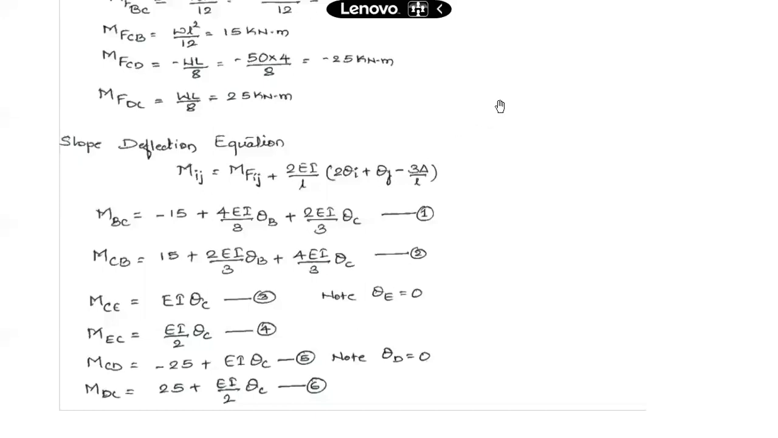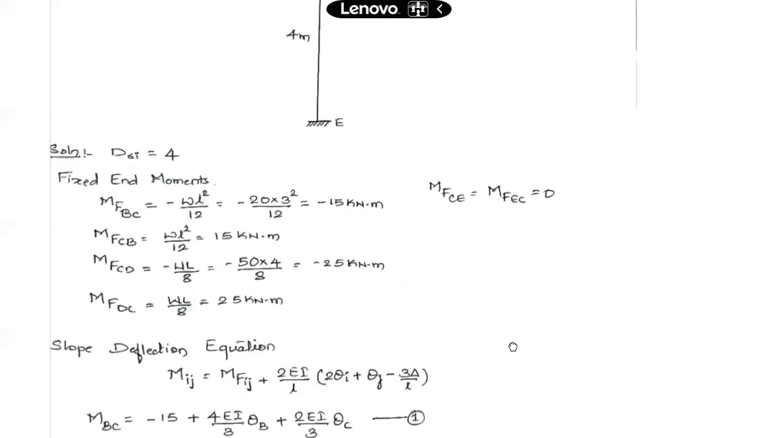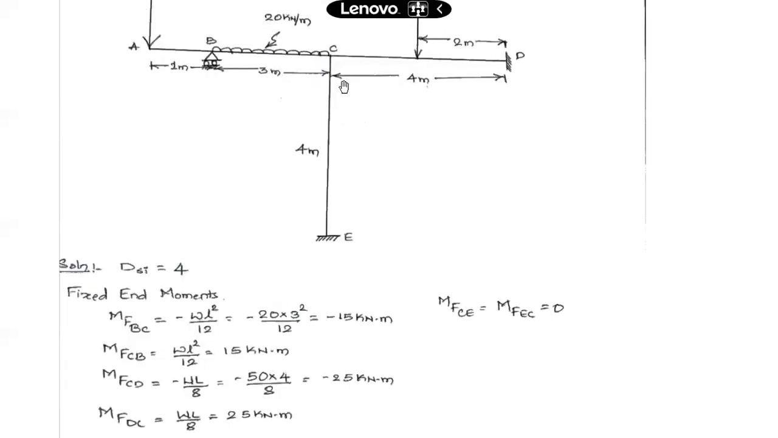Okay, so again observe the frame. What are the conditions at joint C and D? C is allowed to rotate, so theta C will exist over here. It is unknown, it will be there. Okay, we have to find its value.